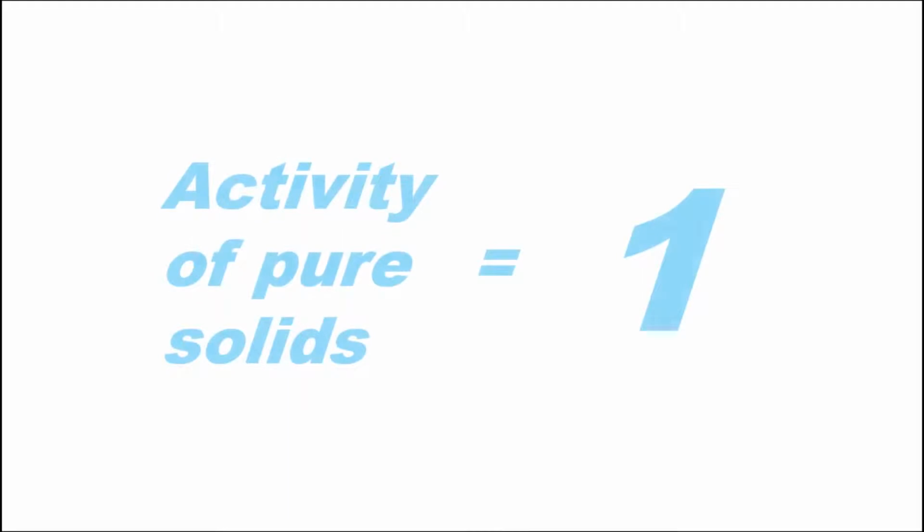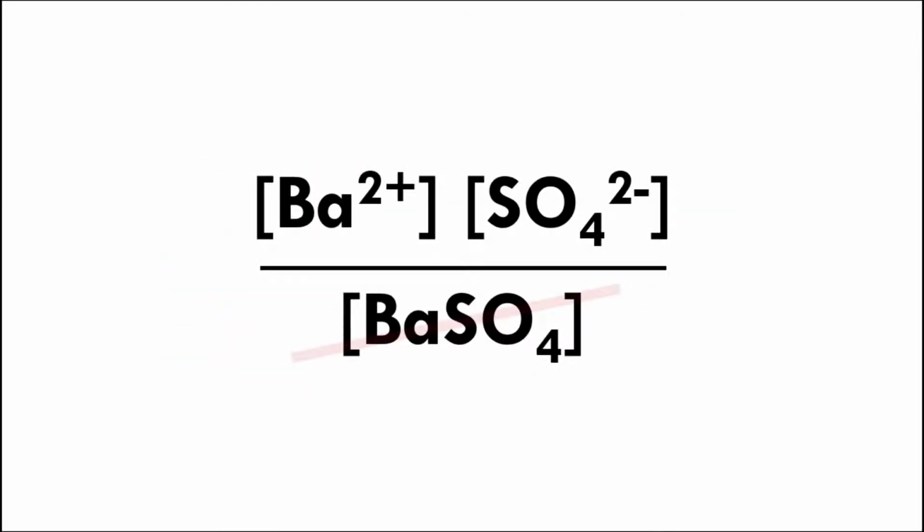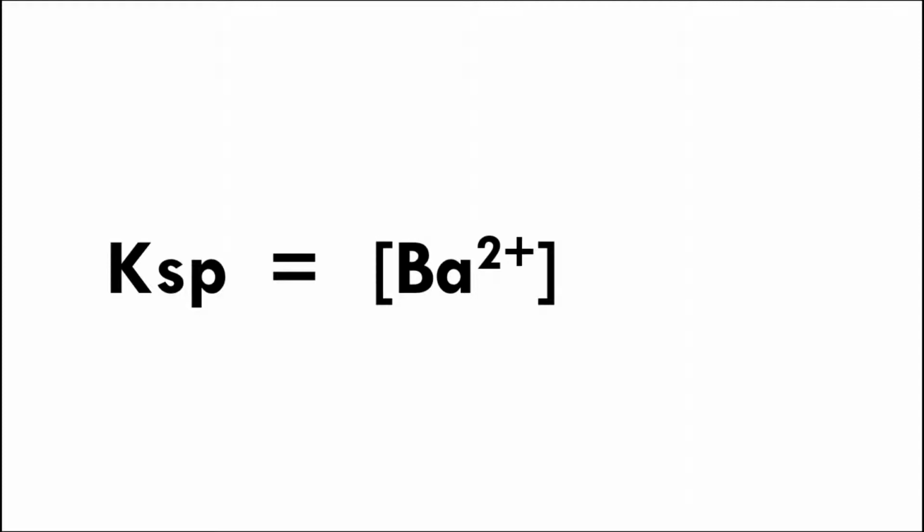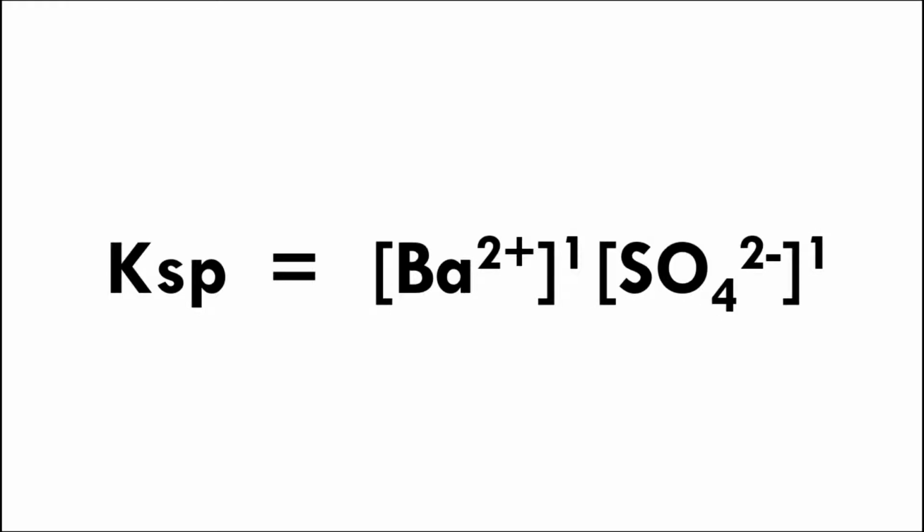But the activity of pure solids is 1, which means that we can cancel the concentration of the barium sulfate in the expression because it is not needed to get the solubility product constant, thus giving us a solubility product expression of KSP equal to the concentration of the barium ion multiplied by the concentration of the sulfate ion. Now, if one of the products of the reaction has a numerical coefficient, you must raise the concentration of that product to the power of the coefficient.